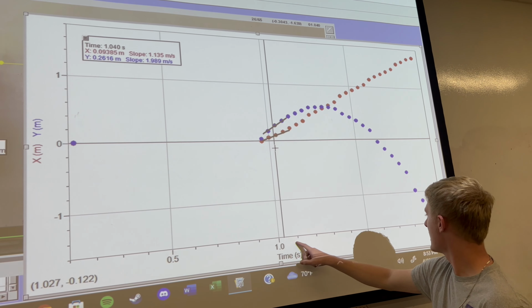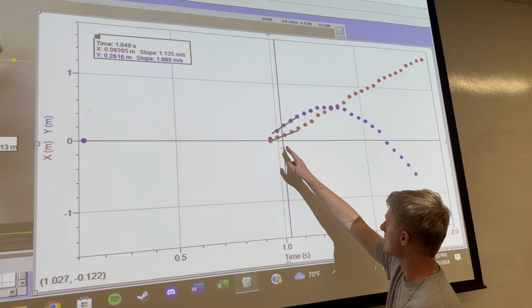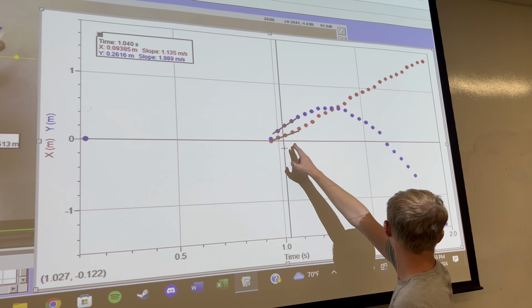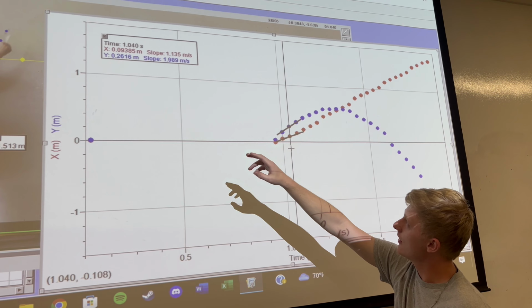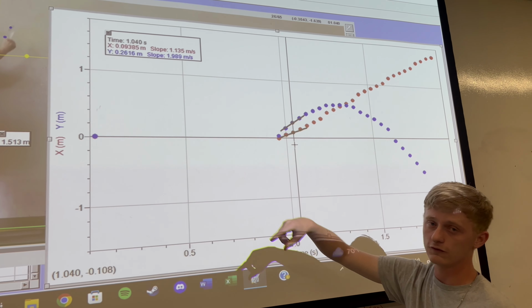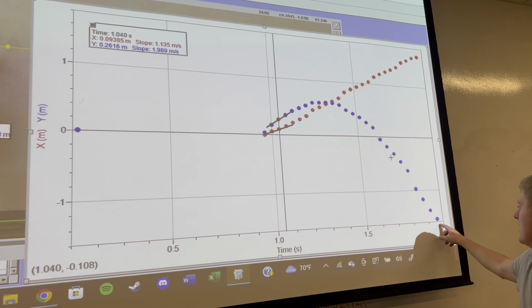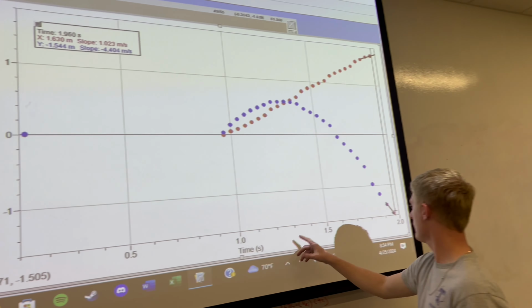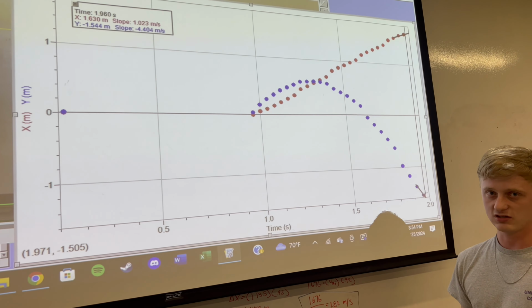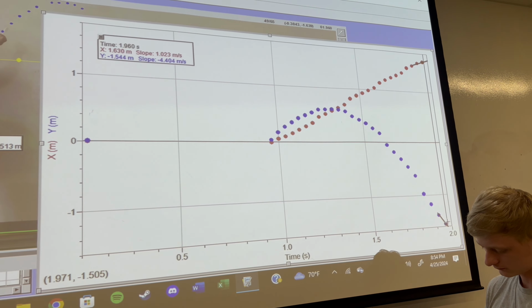The entire time of the projectile takes about 1 second. We actually started about right here, I believe. It's exactly where we started. Okay, yeah, we started right here at 1.04 seconds, and we end at 1.96 seconds. So the overall time was about 0.92 seconds, which we will be using.